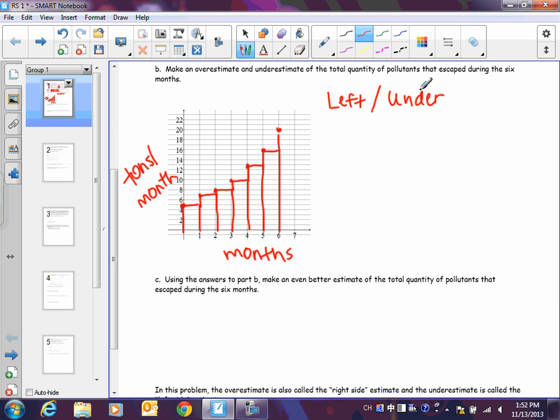Not necessarily. Maybe it's going down. Yeah, so if the points are a decreasing pattern, then the left point would actually be higher than the right point, and therefore it would flip-flop on you. So don't memorize that left is under. It's not. It is in this case, though. It's just under because you're not connecting the points. You're not measuring that little area between.